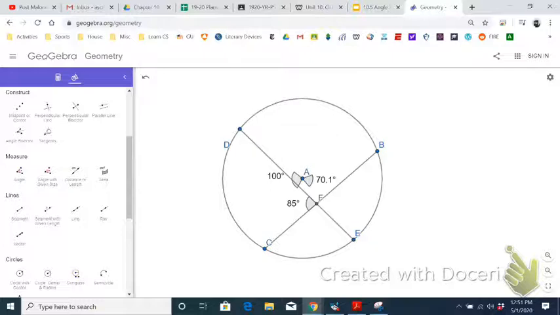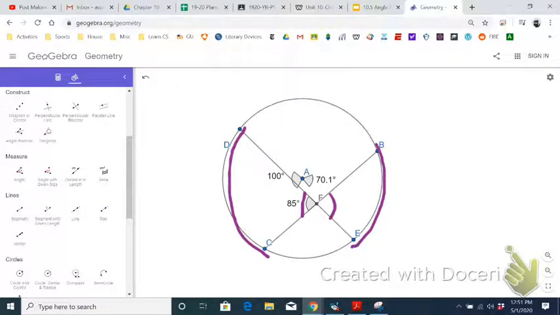This relationship is that these two chords form an angle measure, 85. That's the average of these two angle measures. So when you have chords intersecting inside the circle, they're going to form angles that, so these angles here are going to be the average of these two arcs.